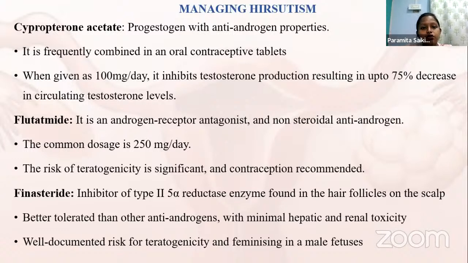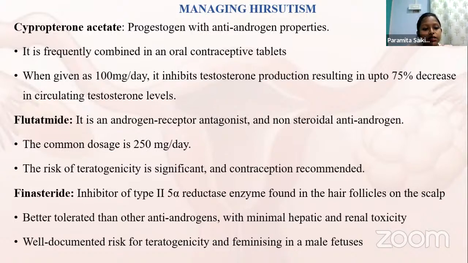Cyproterone acetate is a progestin with anti-androgen properties. It is frequently combined in an oral contraceptive tablet. When given as 100 milligrams per day, it inhibits testosterone production, resulting in a decrease in circulating testosterone level. Flutamide is an androgen receptor antagonist and non-steroidal anti-androgen. The common dosage is 250 milligrams per day. The risk of teratogenicity is significant and contraception is recommended.